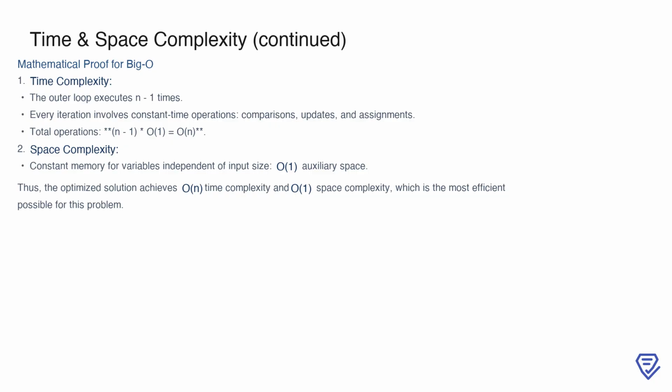For time complexity, the outer loop executes n-1 times, and each iteration involves constant time operations like comparisons and updates. Multiplying these together gives us (n-1)*O(1), which simplifies to O(n). For space complexity, the algorithm only uses a constant amount of memory for variables like max_length, current_length, and the loop index. Since none of these depend on the input size, the space complexity is O(1). This proves that the solution achieves the most efficient time and space complexity possible for this problem, making it optimal for a wide range of input sizes.